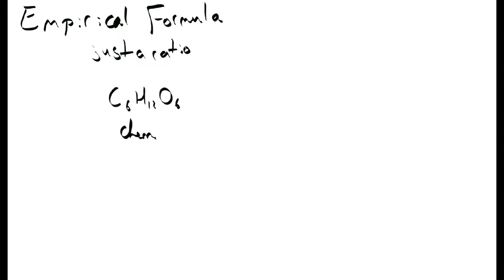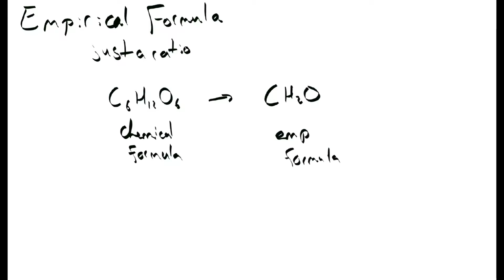empirical formula. The empirical formula is somewhat different in that it is just a ratio. Okay? So, the chemical formula for sugar is C6H12O6. That's the chemical formula. The empirical formula is CH2O, because 6, 12, and 6 are all divisible by 6. It's just the ratio of the different atoms to one another.